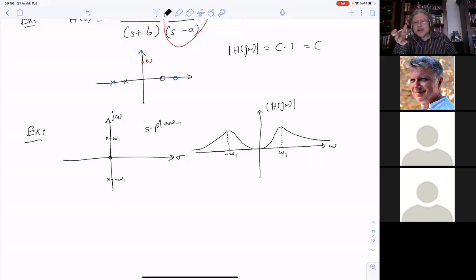Now, can you give a name to this H of j omega, by the way? I'm expecting names from you now. No one is typing anything. Can you give a name to this filter?